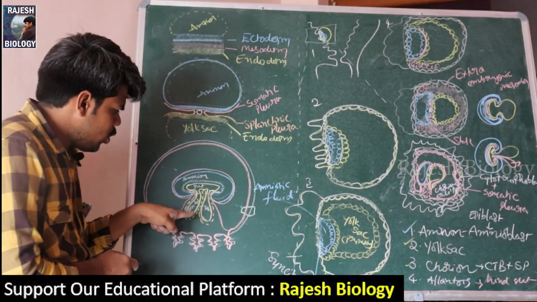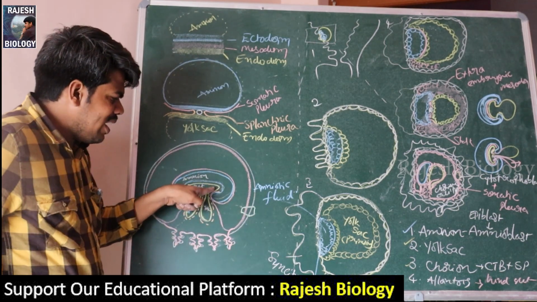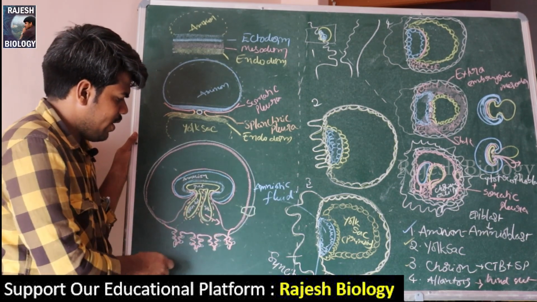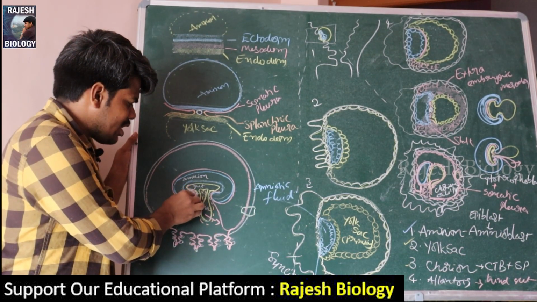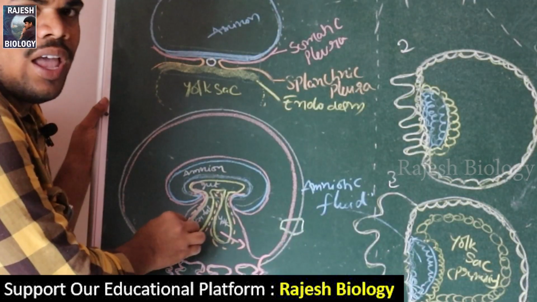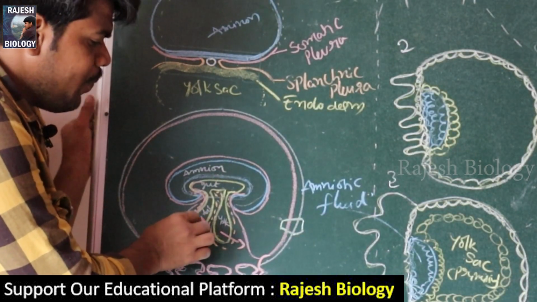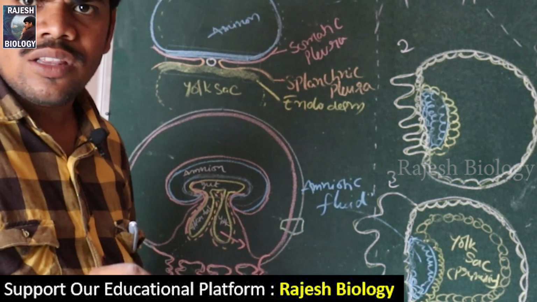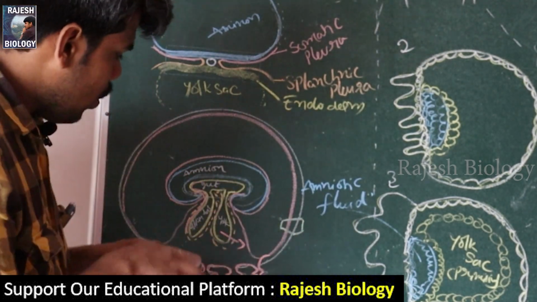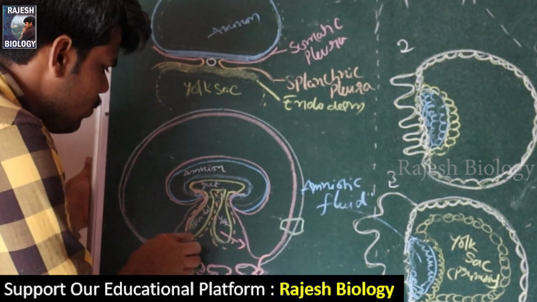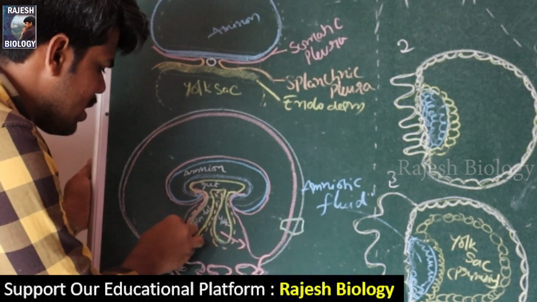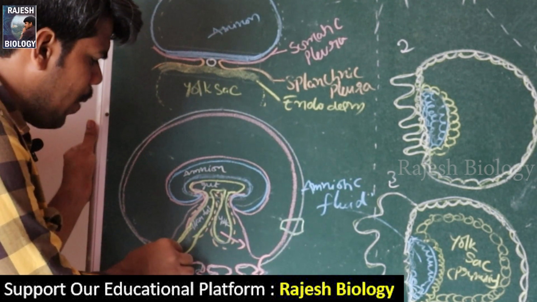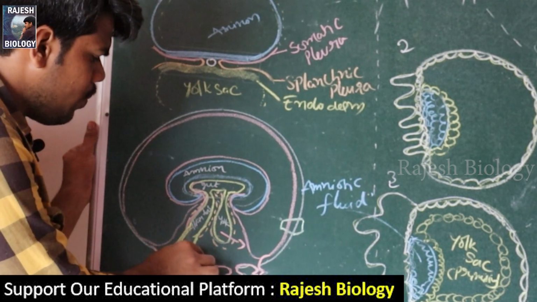So if you observe this, this is the cephalic end and this is the caudal end. From the cephalic end, I draw the yolk sac. From the caudal end, one extra-embryonic membrane comes out. This is the allantois. The function of the allantois is to store the nitrogenous waste. Not only that, this allantois continues its development and moves up to the chorion, participating in the formation of the placenta.